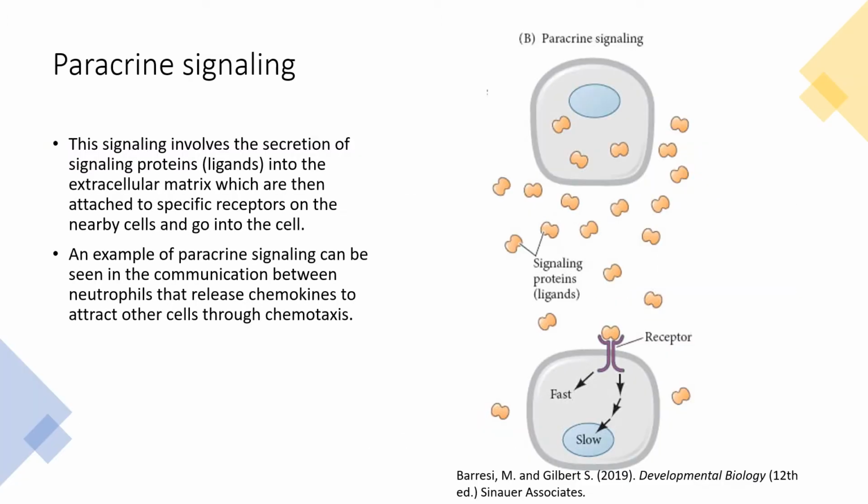Paracrine signaling involves the secretion of proteins into the extracellular matrix. Signaling proteins are also known as ligands. These proteins are then identified by specific receptors in the cell. Once these signaling proteins attach to the receptor, they are either taken into the cytosol or nucleus of the cell. An example can be seen in neutrophils that release chemokines to attract other cells through chemotaxis.